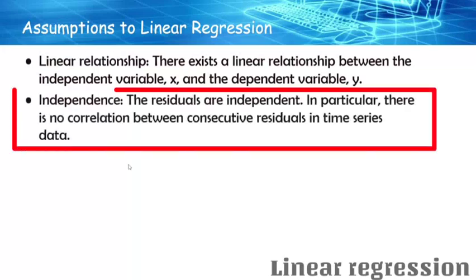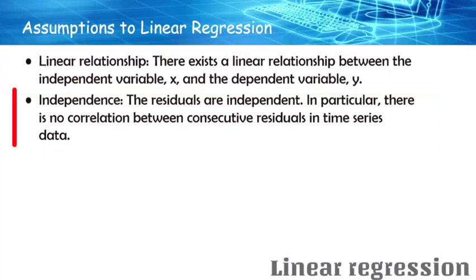The second is independence. The residuals are independent. In particular, there is no correlation between the consecutive residuals in the time series. So basically, individual observations are independent. They are not dependent on each other with respect to the different consecutive residuals, and those are nothing but the different data. If you are considering data in terms of comma separated values, a table probably, then all the rows should be independent of each other. That is what is meant here.